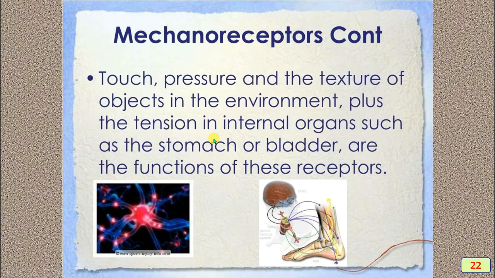Then the mechanical receptors are also there. So touch, sensation, pressure, and texture of objects in the environment, plus the tension in internal organs such as the stomach or the bladder. For example, when the bladder is full, one has to go for urination. That reflex involves mechanoreceptors present on the inner side of the urinary bladder, and these organs function through stretch receptors.